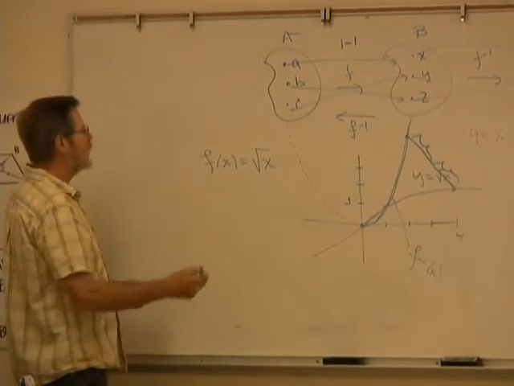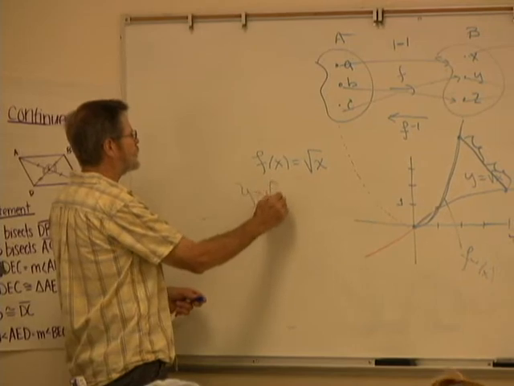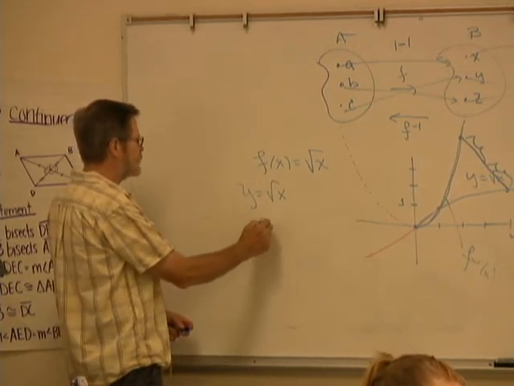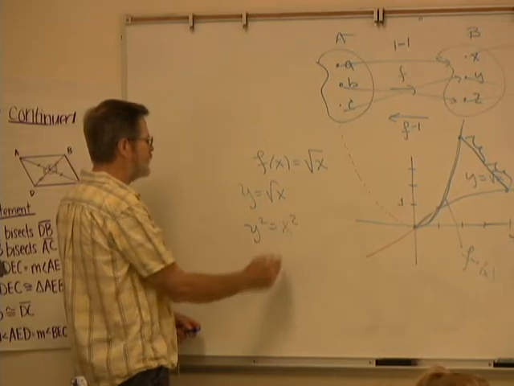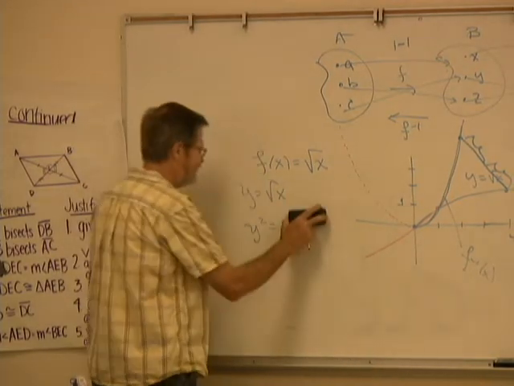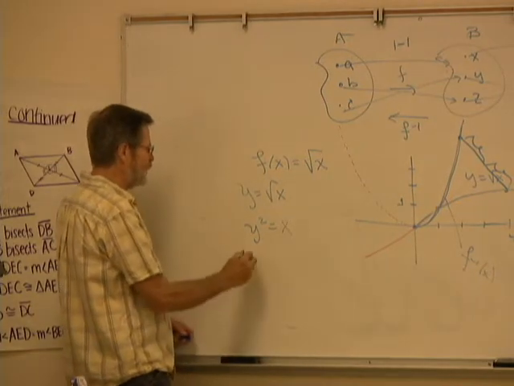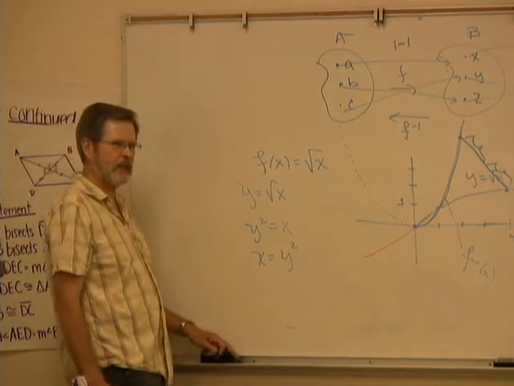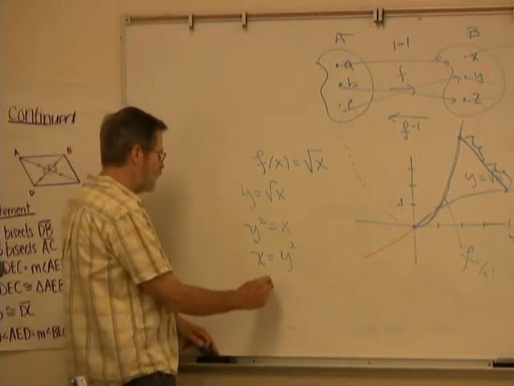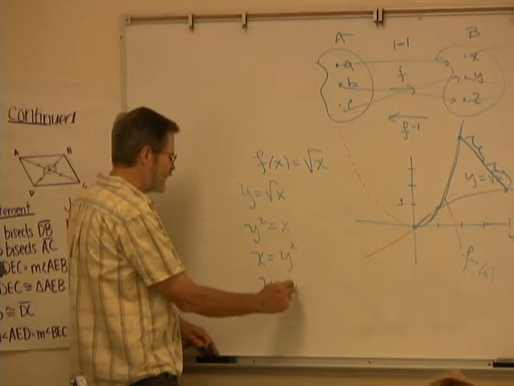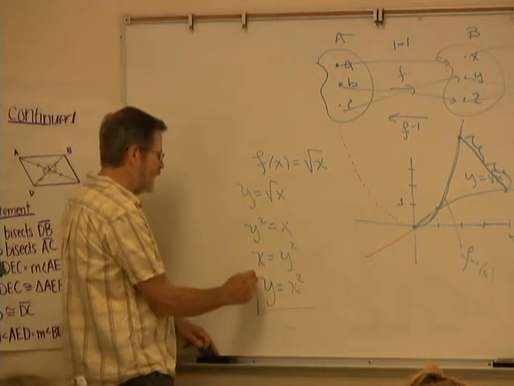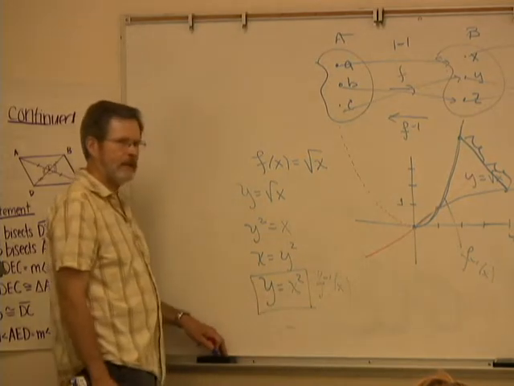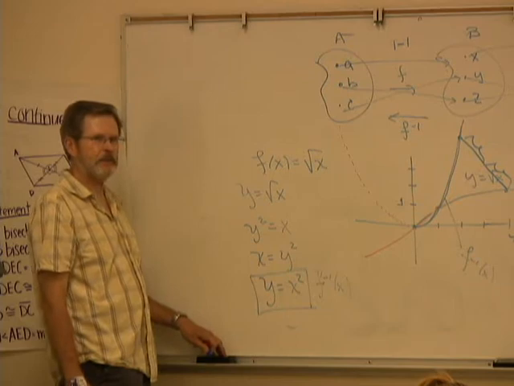So, like before, let's proceed. y equals the square root of x. Square both sides. Right? y squared equals x. Okay? So here we've already solved for x in terms of y. Once we square both sides, reverse the roles of y and x. And here is f inverse of x, y equals x squared, just like this picture suggested.